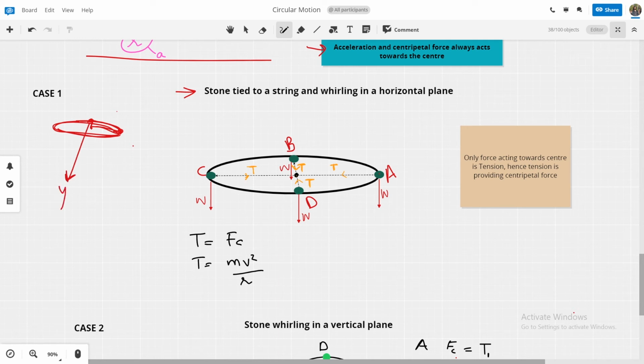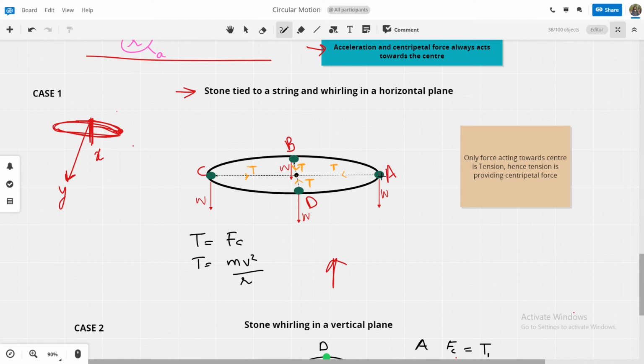the y-axis, right? But the stone is tied to the string in the x-axis. So this is the x-axis. So the stone is moving in the x-axis, but its weight is acting in the y-axis. So just visualize it. If I stop this movement at one point, I get this diagram, right? So let's look at it point by point. Let's look at point A.